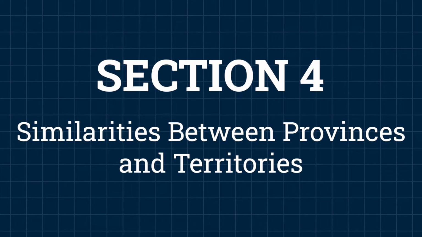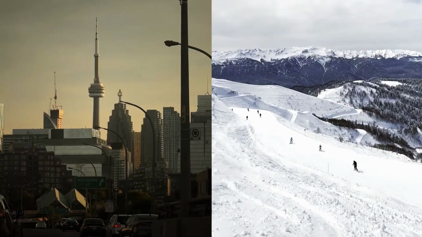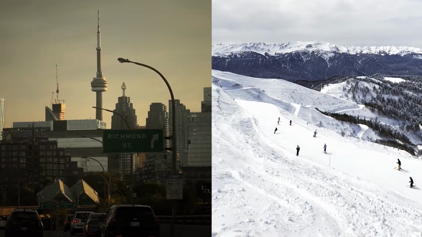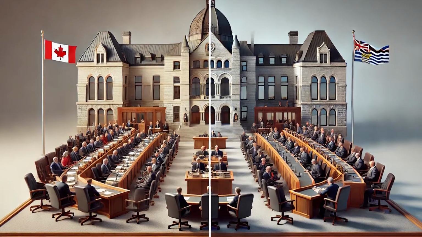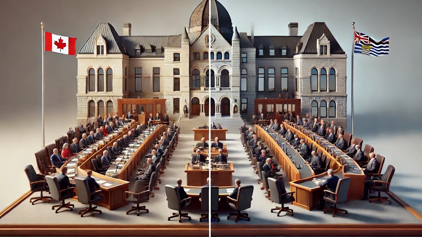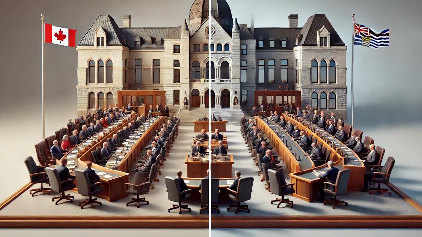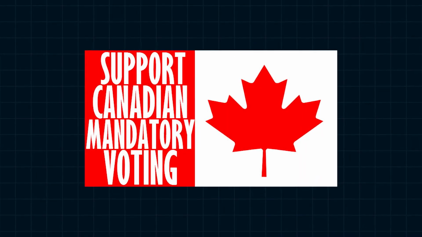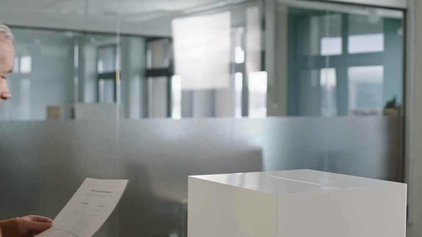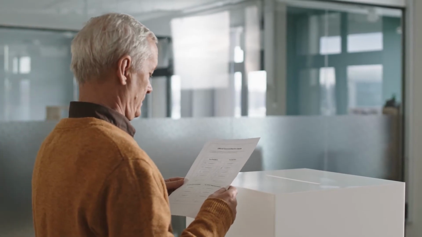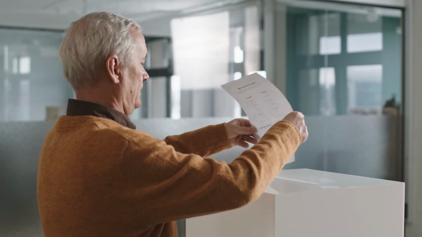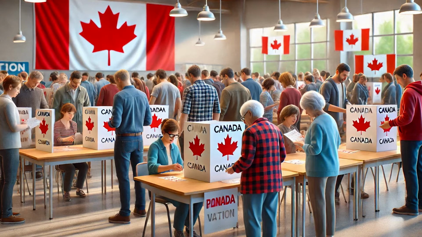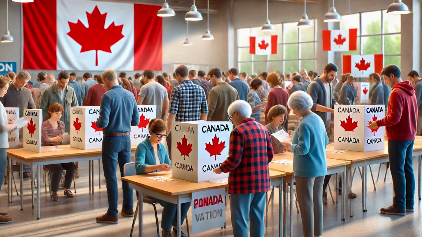Section 4. Similarities between provinces and territories. Even though provinces and territories have their differences, they share some important similarities. Both provinces and territories have their own governments, made up of elected officials, including a premier, who make laws and decisions for their region. Additionally, whether you live in a province or a territory, you get to vote for representatives in Canada's federal government. People in provinces and territories elect members of parliament, MPs, who help make decisions that affect all of Canada. So even though territories rely more on the federal government, people living there still have a say in how the country is run.